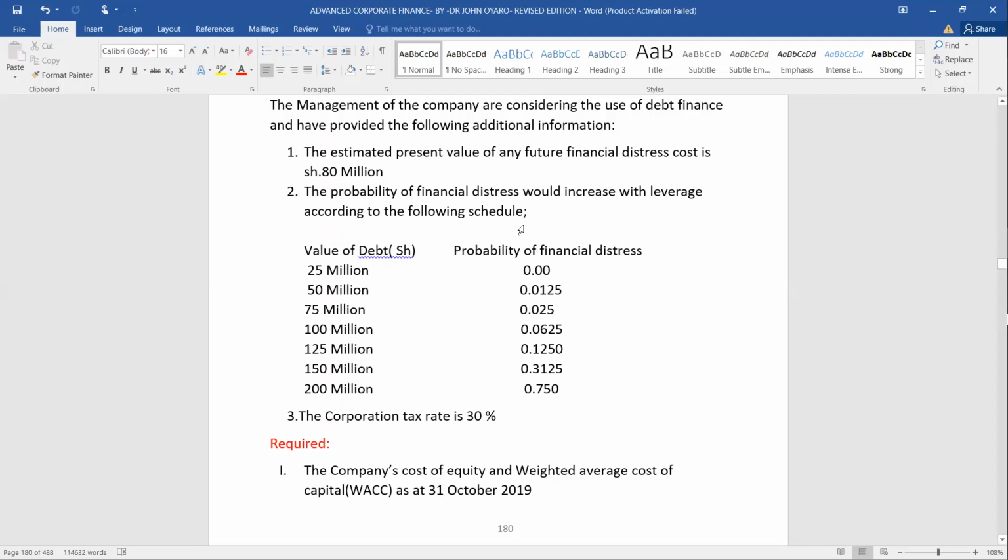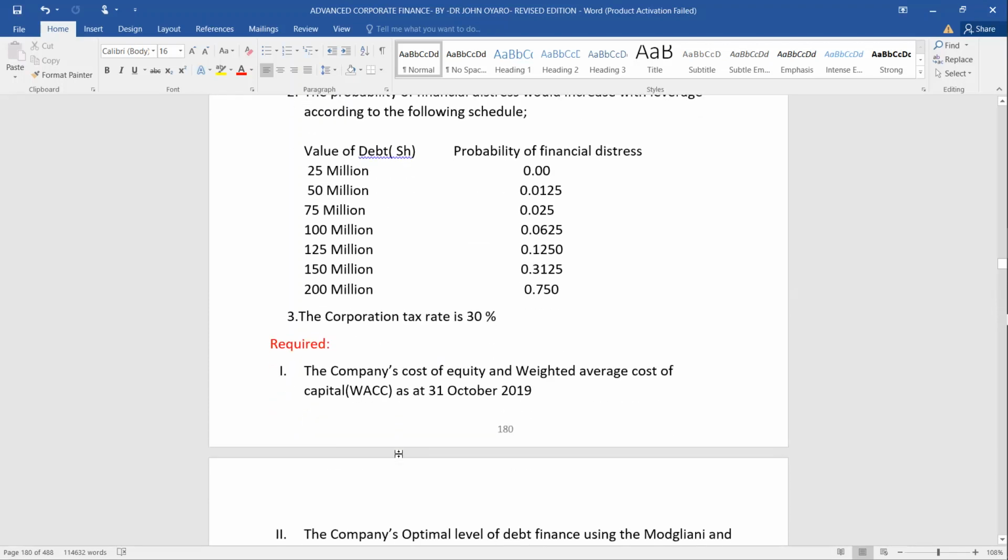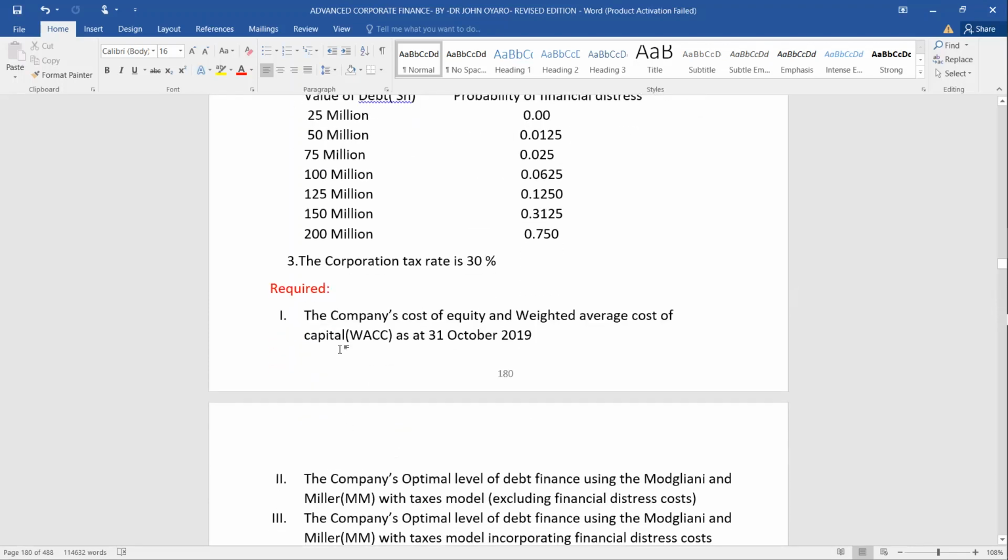So the probability of financial distress will increase with leverage according to the following schedule. Value of debt, probability of financial distress: 25 million, no distress. 50 million, 0.0125. 75 million, 0.025. 100 million, 0.0625. 125 million, 0.125. 150 million, 0.3125, and so forth. Additional information number 3: tax rate 30%. Required: the company's cost of equity and weighted average cost of capital as at 31st October 2019.